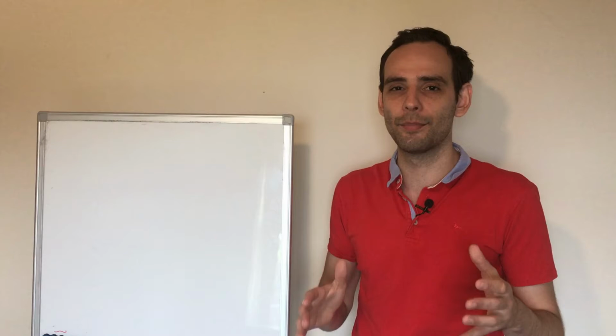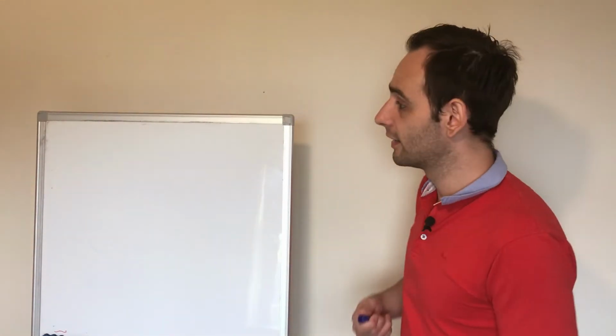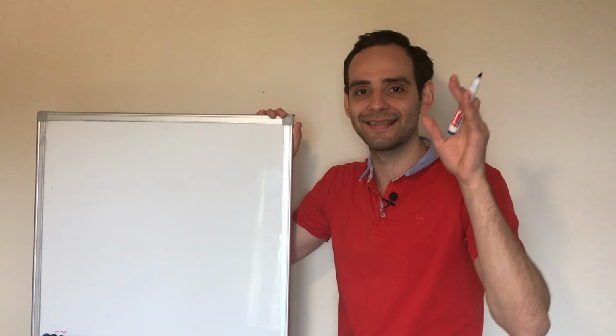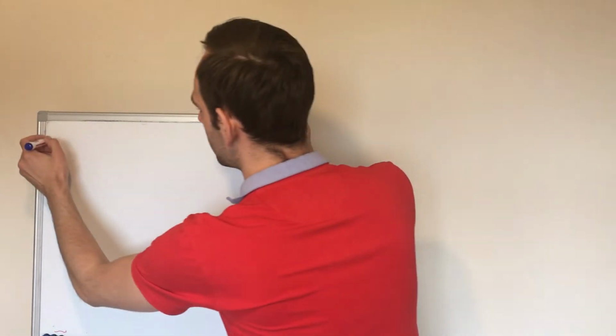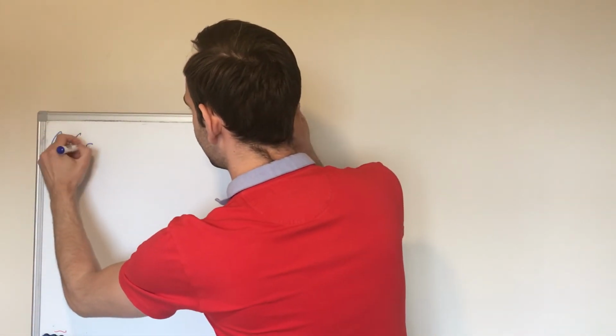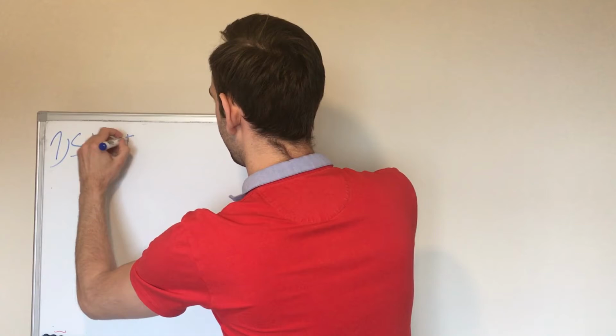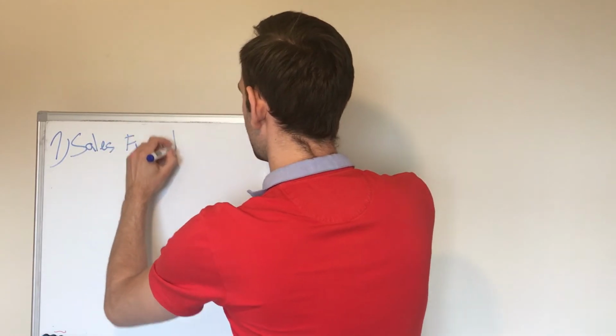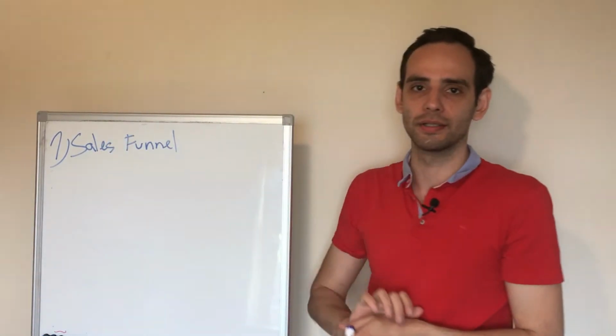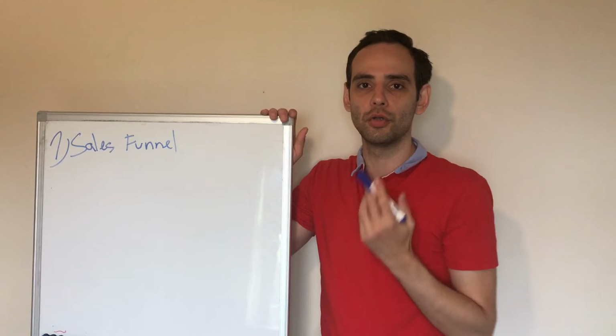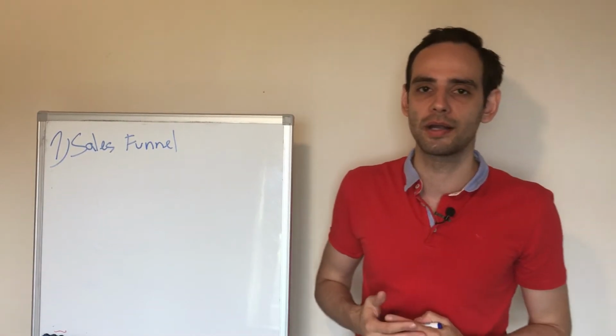So what is the number 1 practice, or the first practice we're going to talk about? The first practice is using a sales funnel. Alright, so number 1, sales funnel. So why is it so important? Why is it so powerful to use a sales funnel in your affiliate marketing?